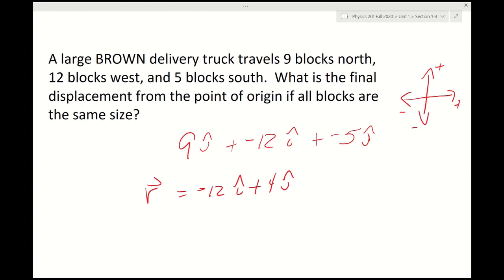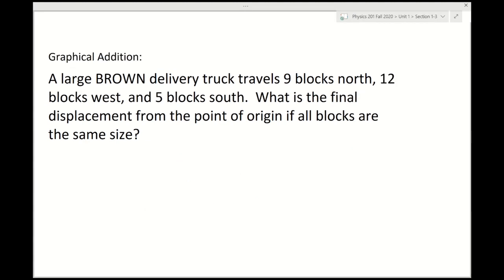Now graphically, we could do this. It is a little bit cumbersome, but it comes out to be something like a 9 arrow going that way, and then a 12 length arrow that way, and then a 5 length arrow that way, so that the resultant would look something like this.